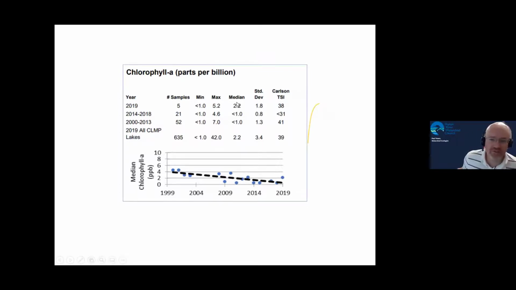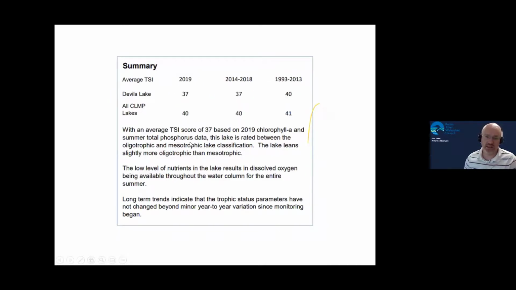Then over here on the far right, you'll see the Carlson TSI. That's the Trophic State Index number. And this is a number that we use to determine where you fall on that oligotrophic to eutrophic scale. So let's just take a look at that a sec in a little bit more detail.